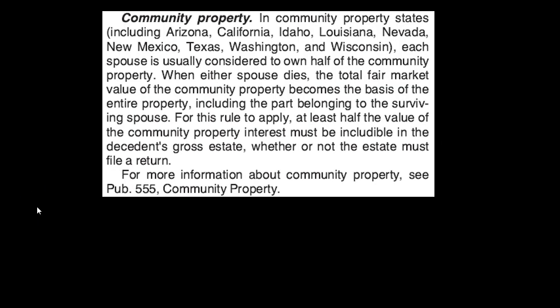Community property. In community property states, including Arizona, California, Idaho, Louisiana, Nevada, New Mexico, Texas, Washington, and Wisconsin, each spouse is usually considered to own half of the community property. When either spouse dies, the total fair market value of the community property becomes the basis of the entire property, including the part belonging to the surviving spouse. For this rule to apply, at least half the value of the community property interest must be included in the decedent's gross estate, whether or not the estate must file a return.